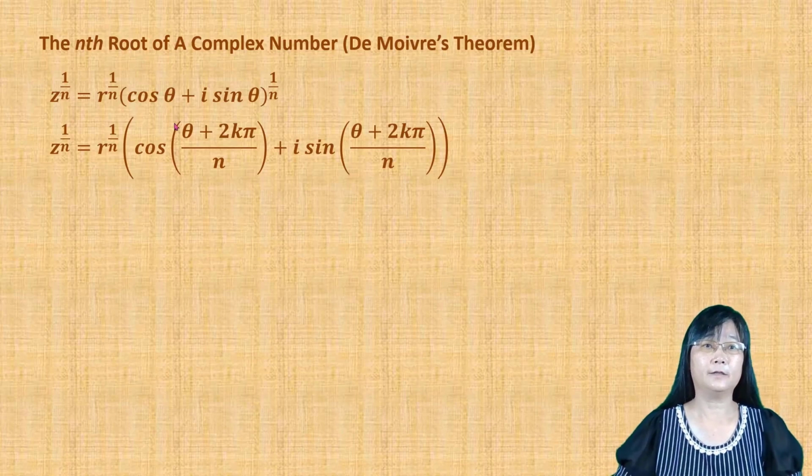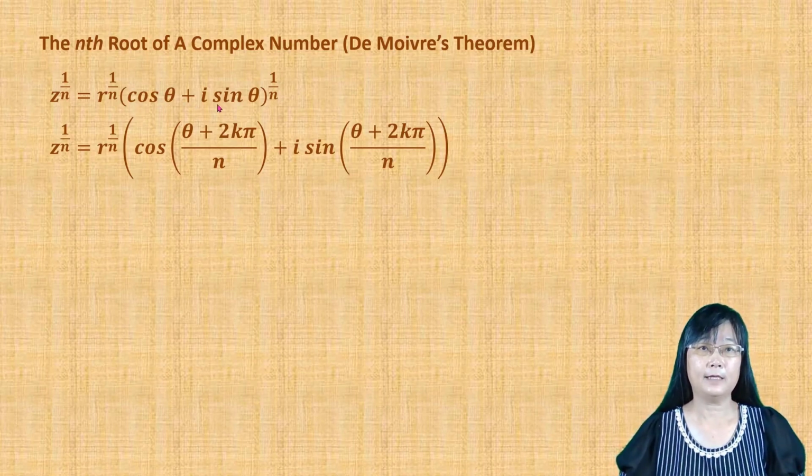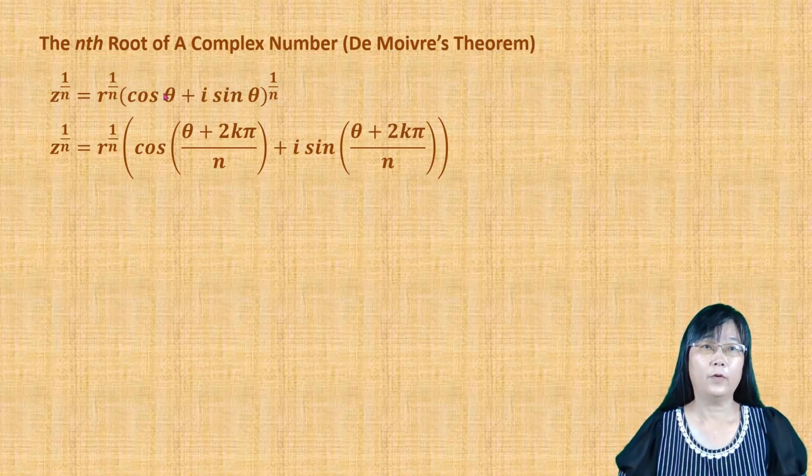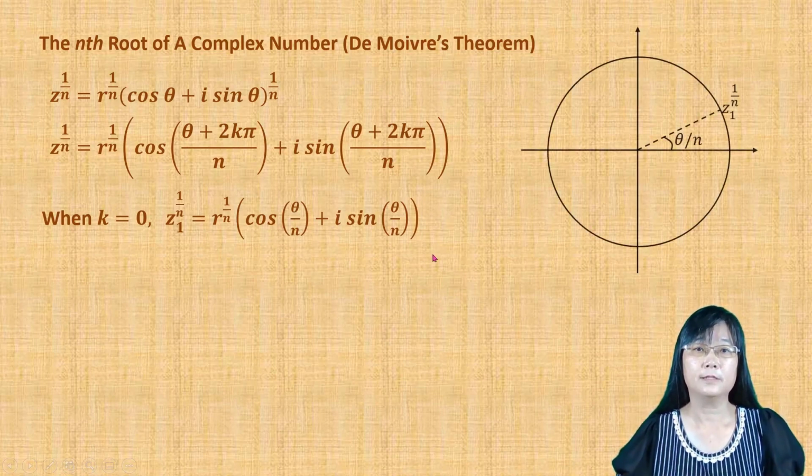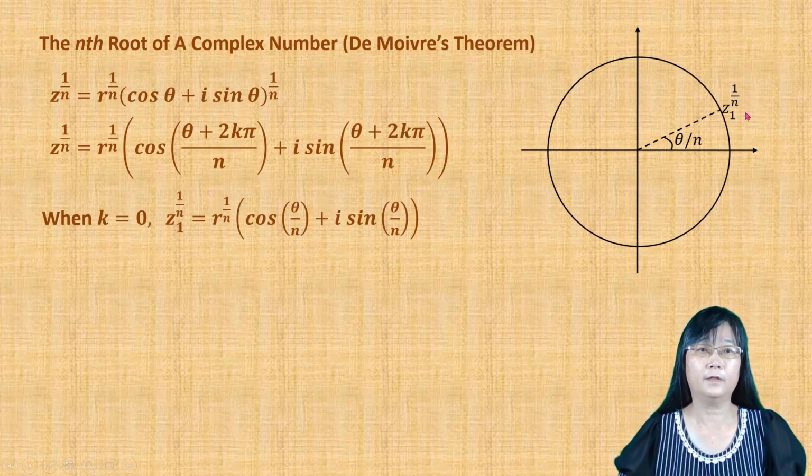Under the Moivre's theorem, (cos theta plus i sin theta) power 1 over n is equal to cos 1 over n times theta plus i sin 1 over n times theta. That is cos theta over n plus i sin theta over n, where the value of k is equal to 0. So this value is considered as the first root of the complex number with the argument theta over n.